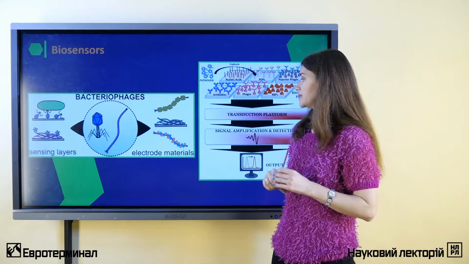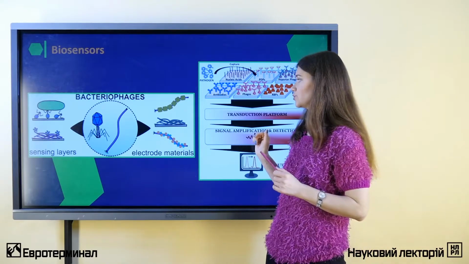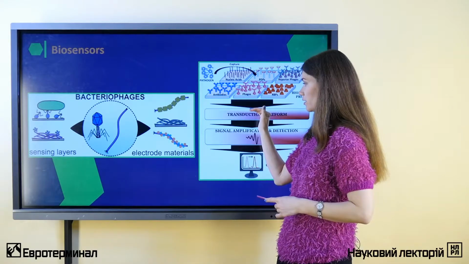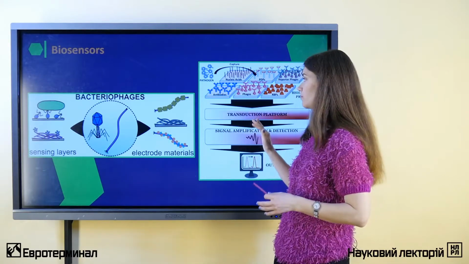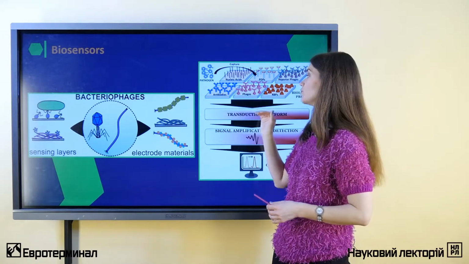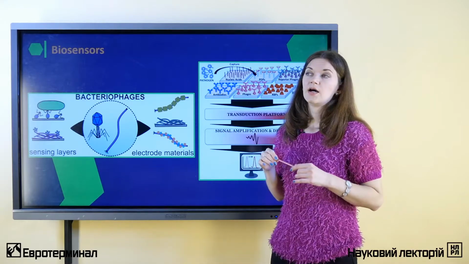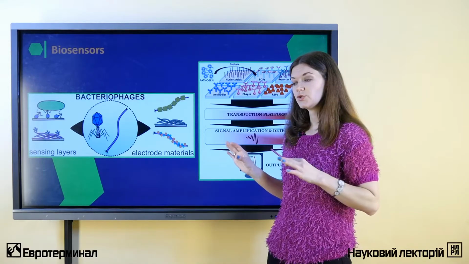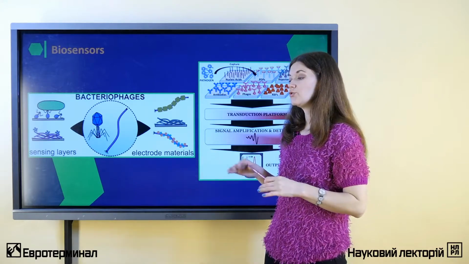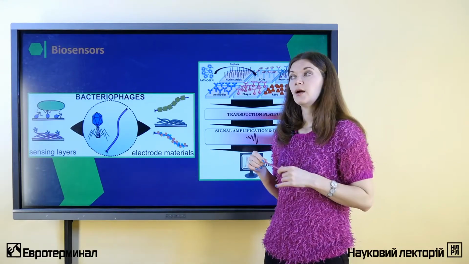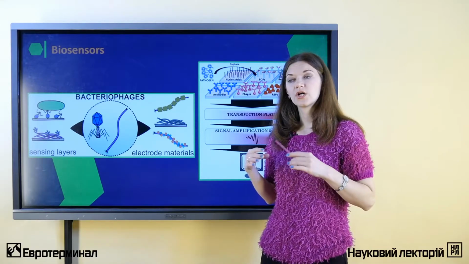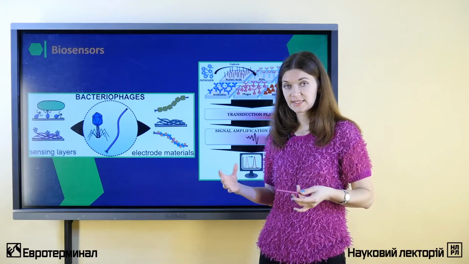And as I already said, just to repeat it one more time, different biological molecules can be used in the construction of biosensors. These can be nucleic acids, antibodies, and also phages can be used. We can use wild-type phages, the phages that are present in nature, to, for example, detect bacteria. But it's better to use genetically engineered phages so that they won't cause the lysis of the cell.